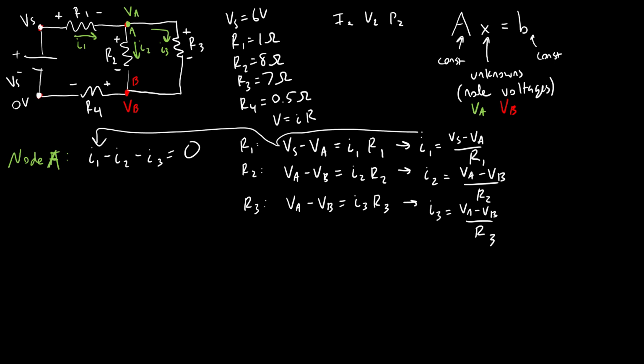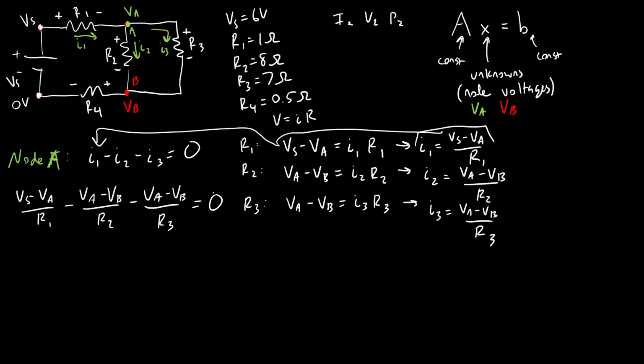And now I can plug all three of these over into this equation to get my first equation just in terms of my voltages. So I'm going to have Vs minus Va over R1 minus Va minus Vb over R2 minus Va minus Vb over R3, all equal to 0.